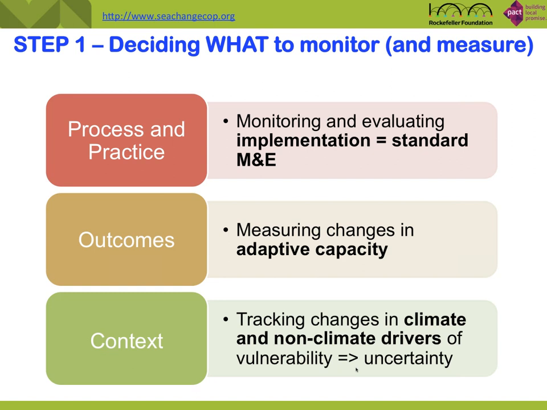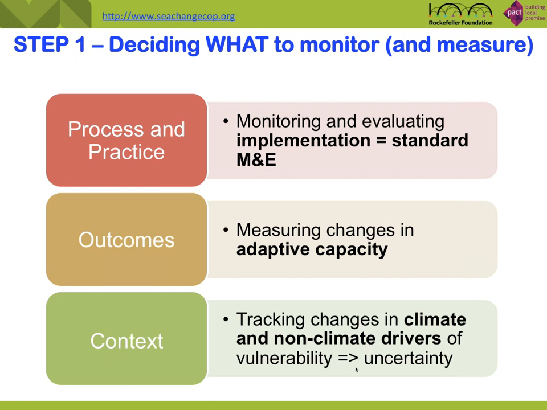The third and final type of information concerns context, and I can't highlight how important this one is, because it's imperative to also monitor and evaluate the continuously changing context within which people are adapting. This concerns both changes in climate, but also other contextual factors such as changes in food prices and governance, because they are also drivers of vulnerability and very much some of the underlying causes to not just vulnerability, but also to poverty.